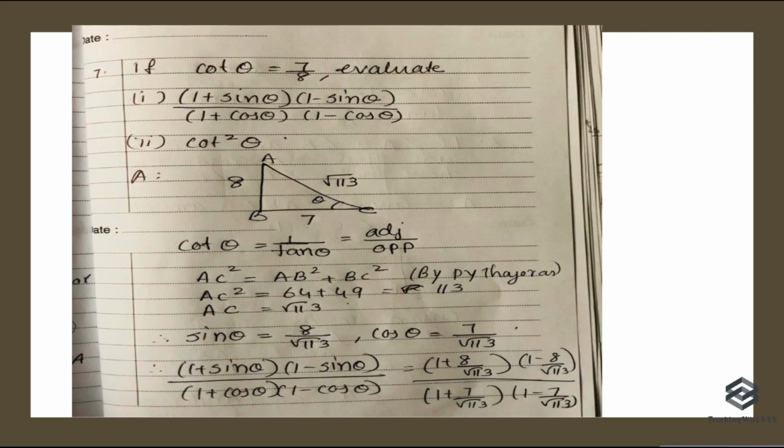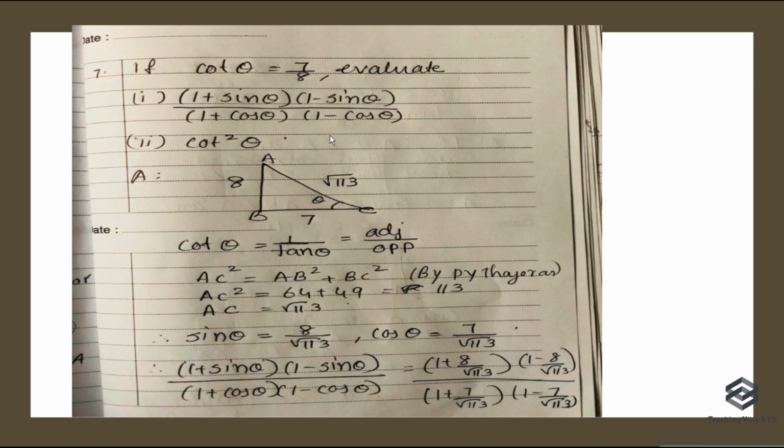7th question. If cot theta equal to 7 by 8, evaluate (1 plus sin theta)(1 minus sin theta) by (1 plus cos theta)(1 minus cos theta). Second one, cot square theta. First you draw a right angle triangle. Here theta is the acute angle. So mark here or here as theta because B is right angle. In this figure I marked here as theta.